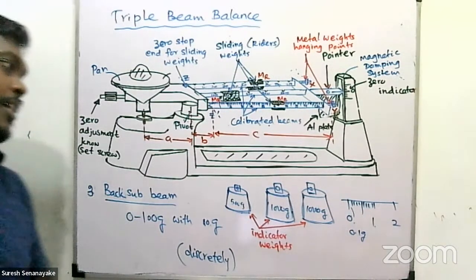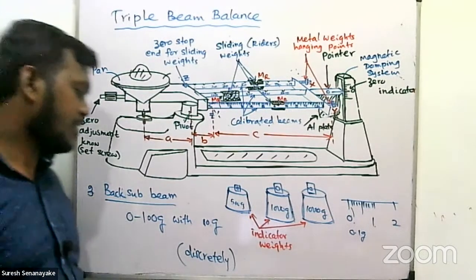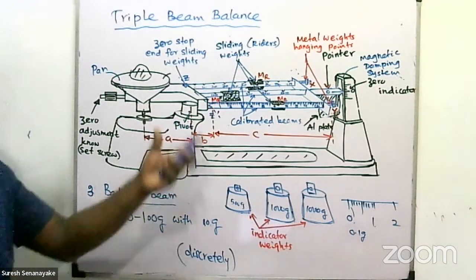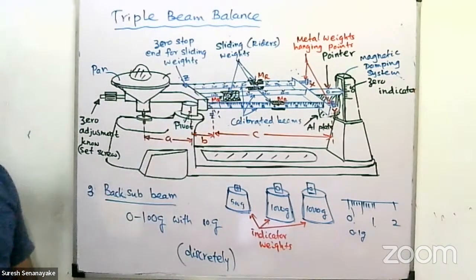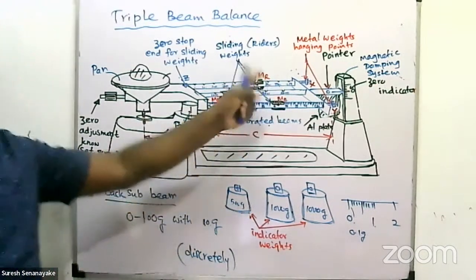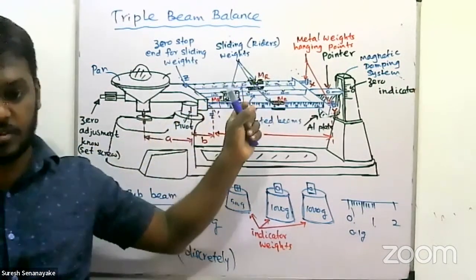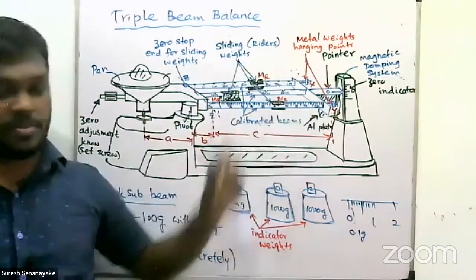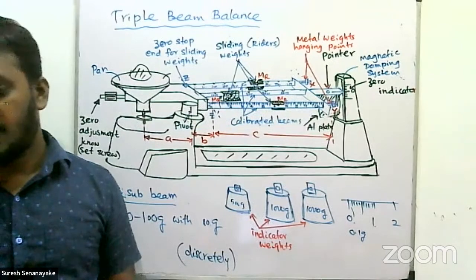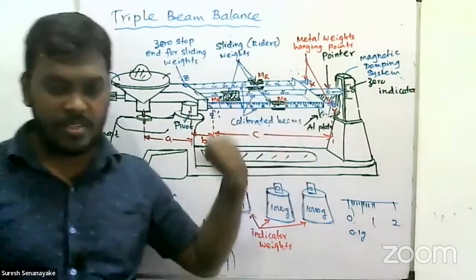Okay, then according to this, the maximum mass you can measure using only these three beams is 500 from the middle, 100 from the back, that's altogether 600, and 10 grams from the front. The maximum is 610 grams, using only these three beams.